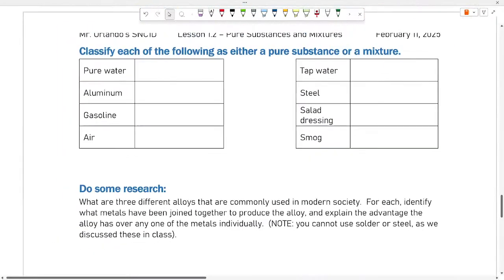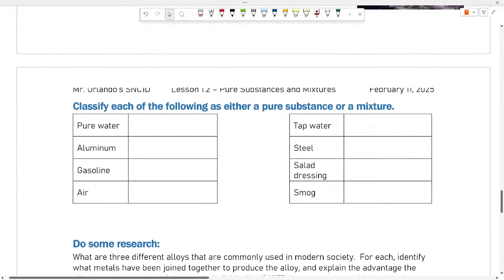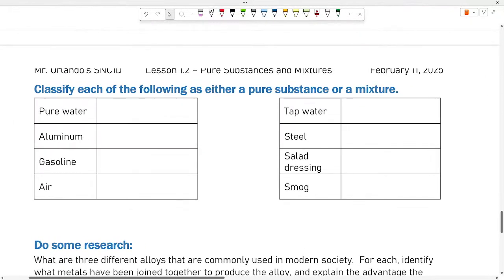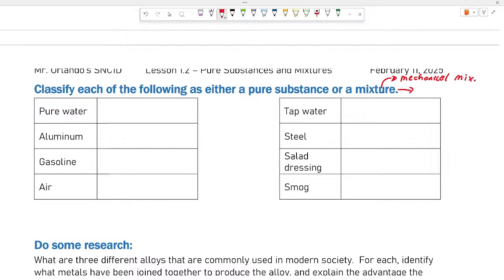Okay, this is your homework then. It's pretty simple, should not take you long. I want to know if something is a pure substance or a mixture, and then with that, I want you to do one second step. If it's a pure substance, we'll come back to that tomorrow. If it's a mixture, I want to know if it is a mechanical mixture or if it's a solution. And if you don't know what any of these things is, you can look it up.